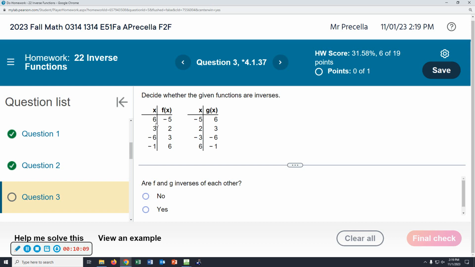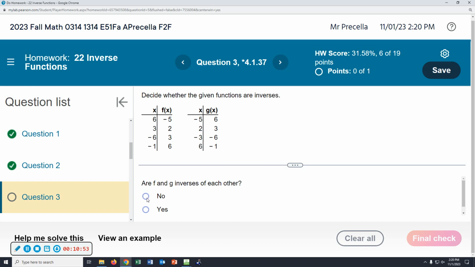And they are functions. Notice there's no repeated x values on f. There's no repeated x values on g. They're functions, but are they inverses? Start reversing the ordered pairs. I'm going to start with the first function, 6, negative 5. If we reversed it, it'd become negative 5, 6. So the first row is okay. The second row, 3, 2. Reversing it, it became 2, 3. Okay, that's okay. What about the third row? Negative 6, 3 should become... Oh, so what's wrong here?